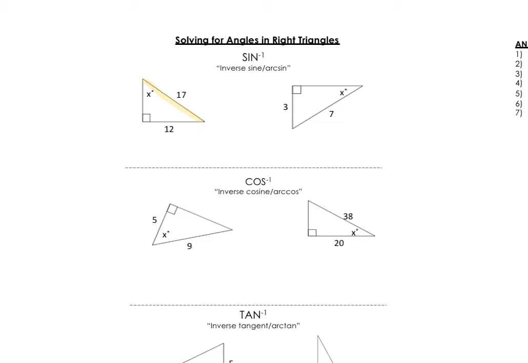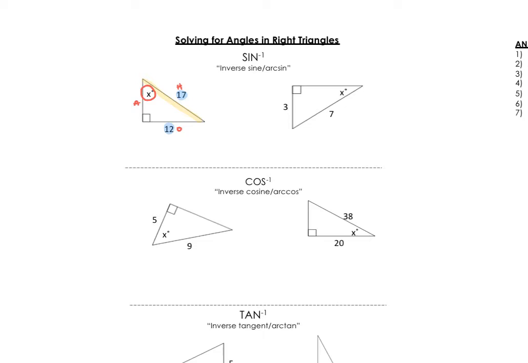So circling my reference angle, in this case, you can see that the reference angle is X. I'm going to label my sides. So this is H, this is A, and this is O. And just like before, I'm going to look and see what information am I given and what information am I solving for. So in this case, we're given two sides, which is the opposite and the hypotenuse, which tells me I'm going to use sine.